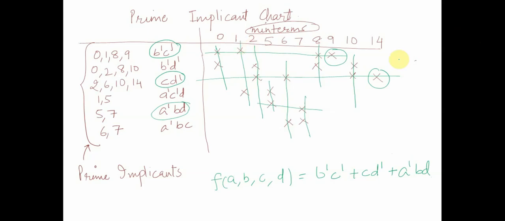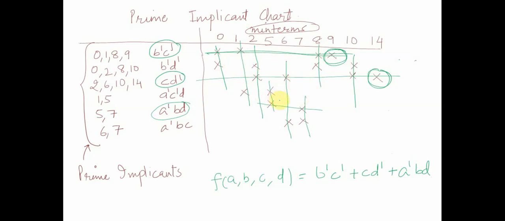9 and 14 were covered by only one of the terms, so we definitely need to have those terms as part of our final solution. When we did that, we were able to cover 0, 1, 8 and 9, and since we covered those, we were able to eliminate other minterms which we don't need. Similarly, for 14 we were able to draw a chart and eliminate the remaining minterms.